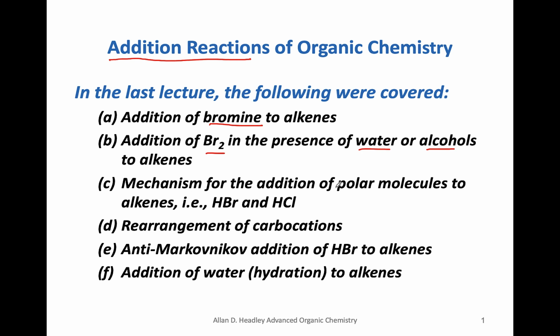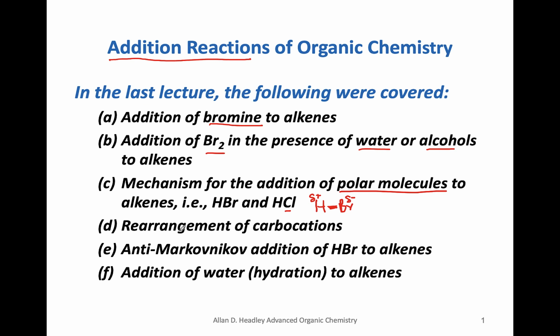Next, we looked at the addition of polar molecules to alkenes, and specifically we looked at HBr and HCl. You should remember here that it's actually HBr, a polar molecule, because this is a polar covalent bond, because this bromine is more electronegative than your hydrogen here. Hence the electron density is closer to the bromine in HBr or the chlorine in HCl.